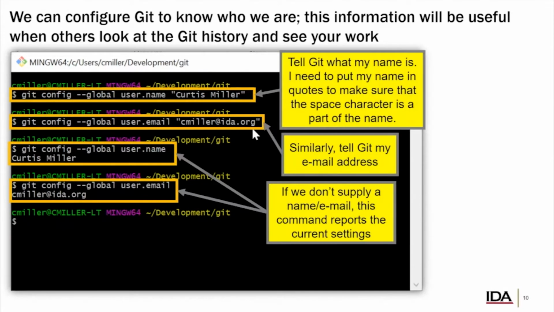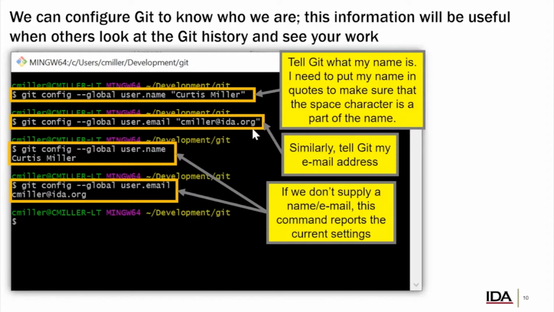So let's talk about the commands that we started with. The command we're looking at right now is git config, which is a way to give some configuration settings. These are your options, you might say. So the first command we're running is git config global username Curtis Miller. This is just telling Git what my name is. So the first command tells Git my name.